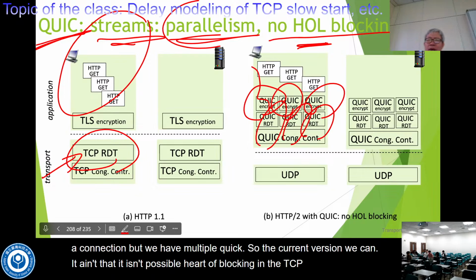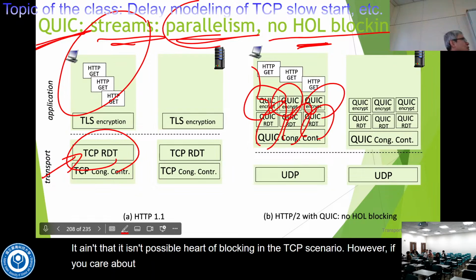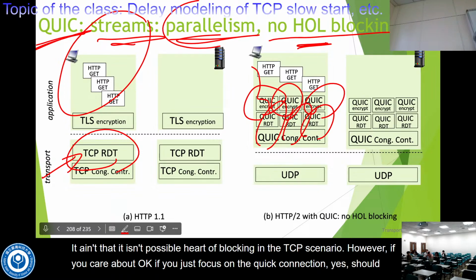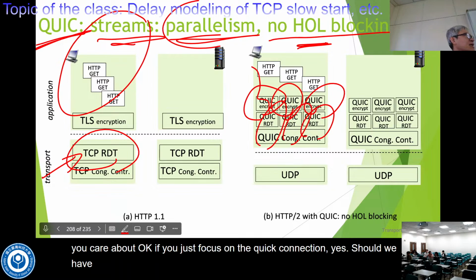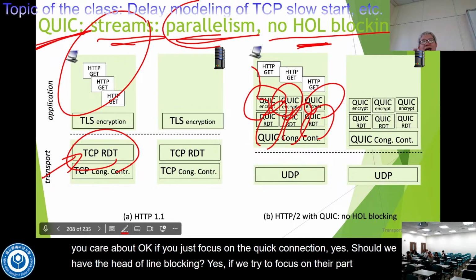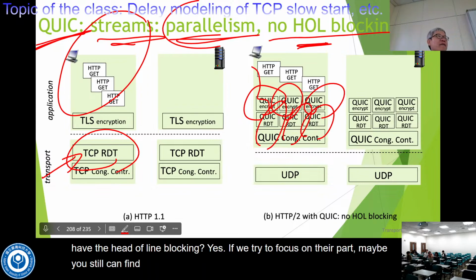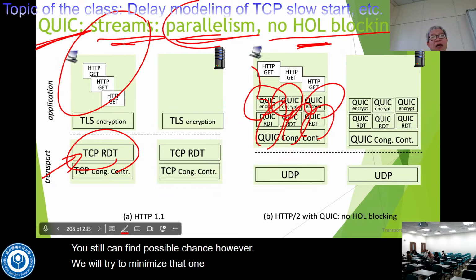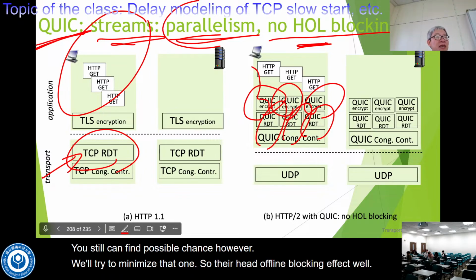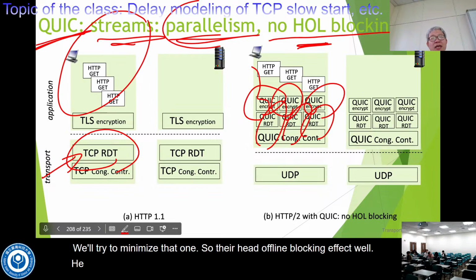However, if you just focus on the QUIC connection, should we have the head-of-line blocking? Yes, if you try to focus on that part, maybe you can still find a possible chance. However, we'll try to minimize that one. So that head-of-line blocking effect will disappear. So we think there should be no head-of-line blocking for QUIC.